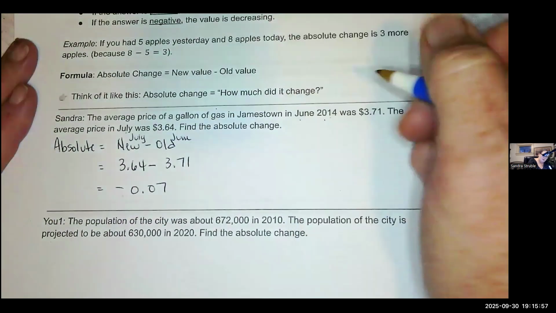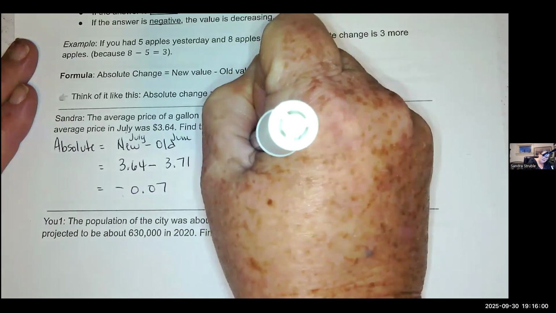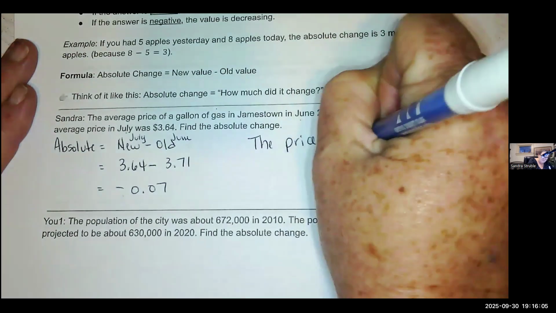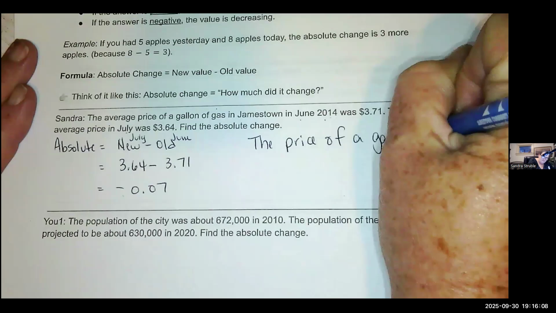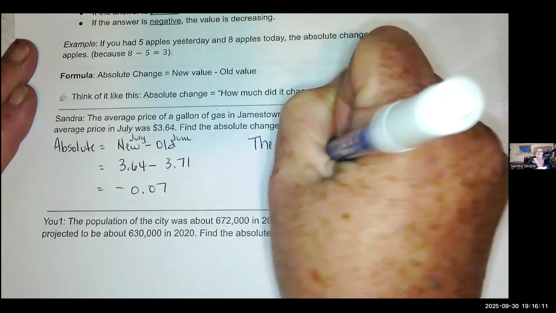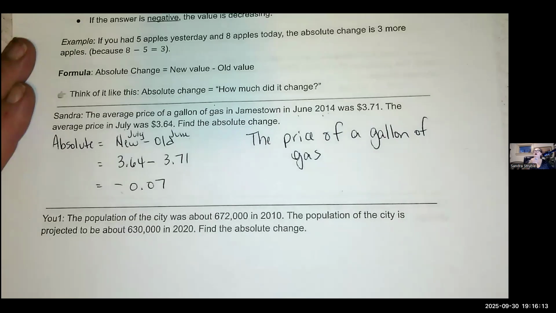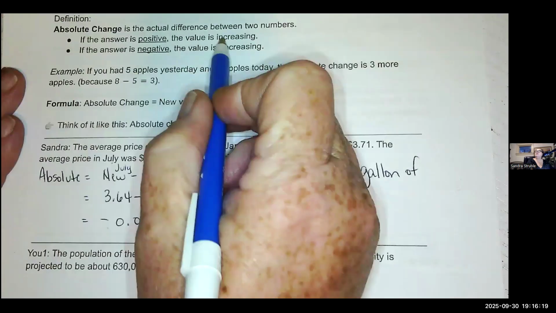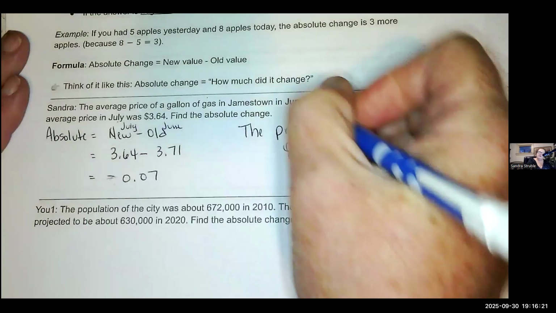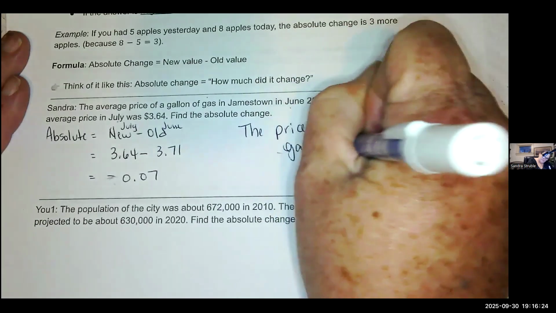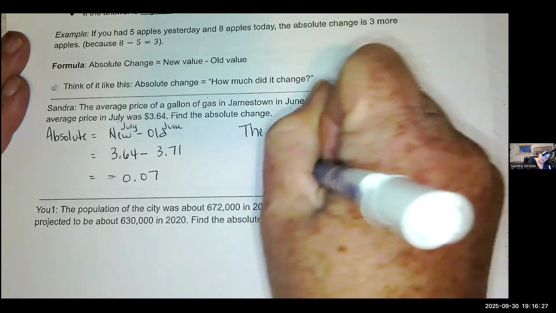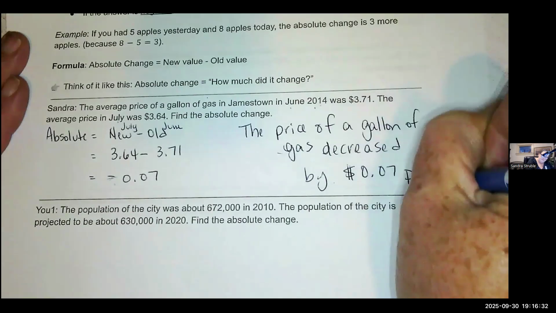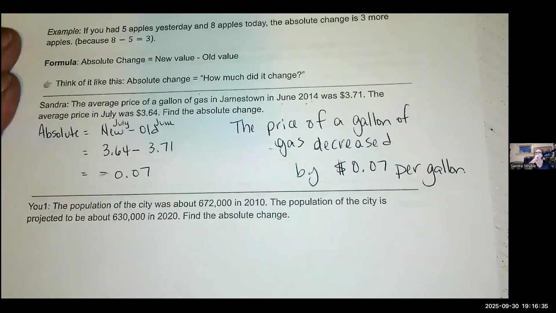So you're going to find the absolute change. You're going to say the price of a gallon of gas, you could go as far as saying in Jamestown, decreased, because we're going to use the words either decreased or increased. Well, it's negative, so decreased by, don't forget your dollar sign, $0.07 per gallon. Okay.